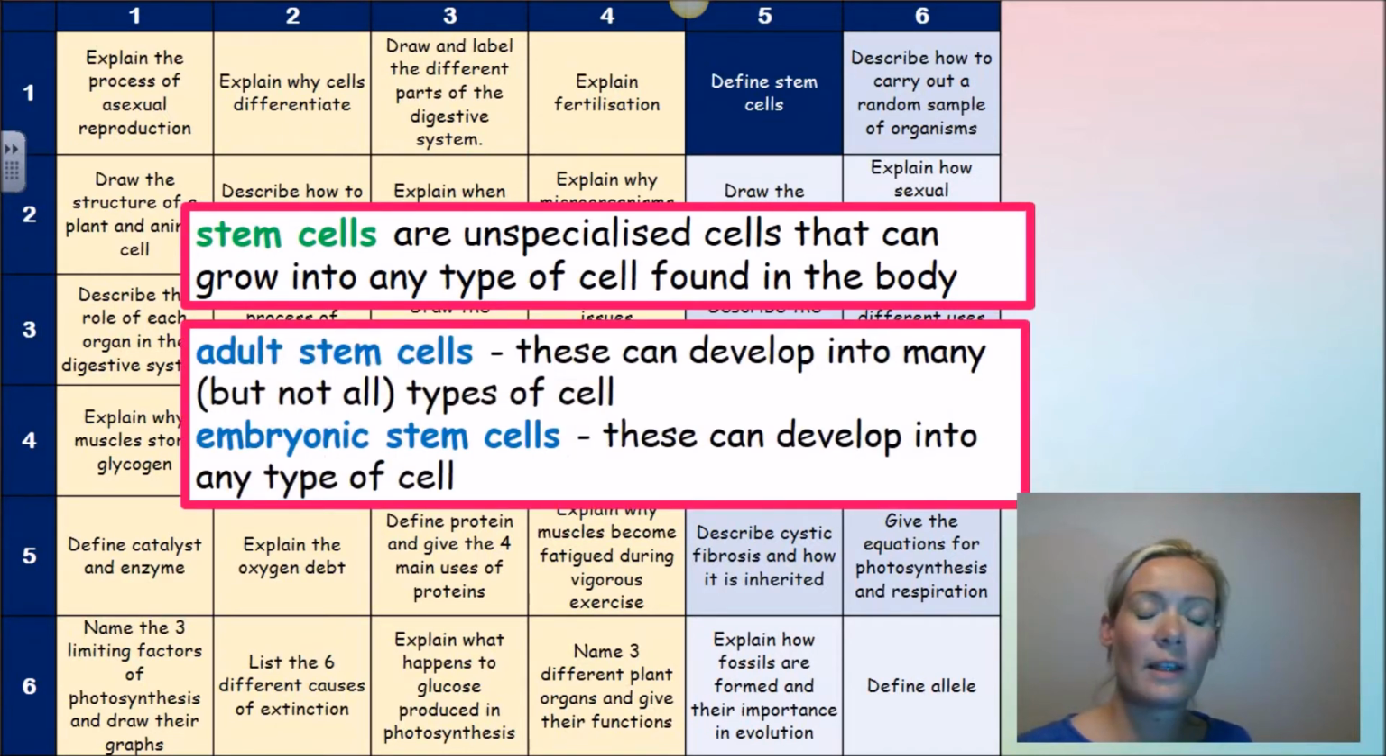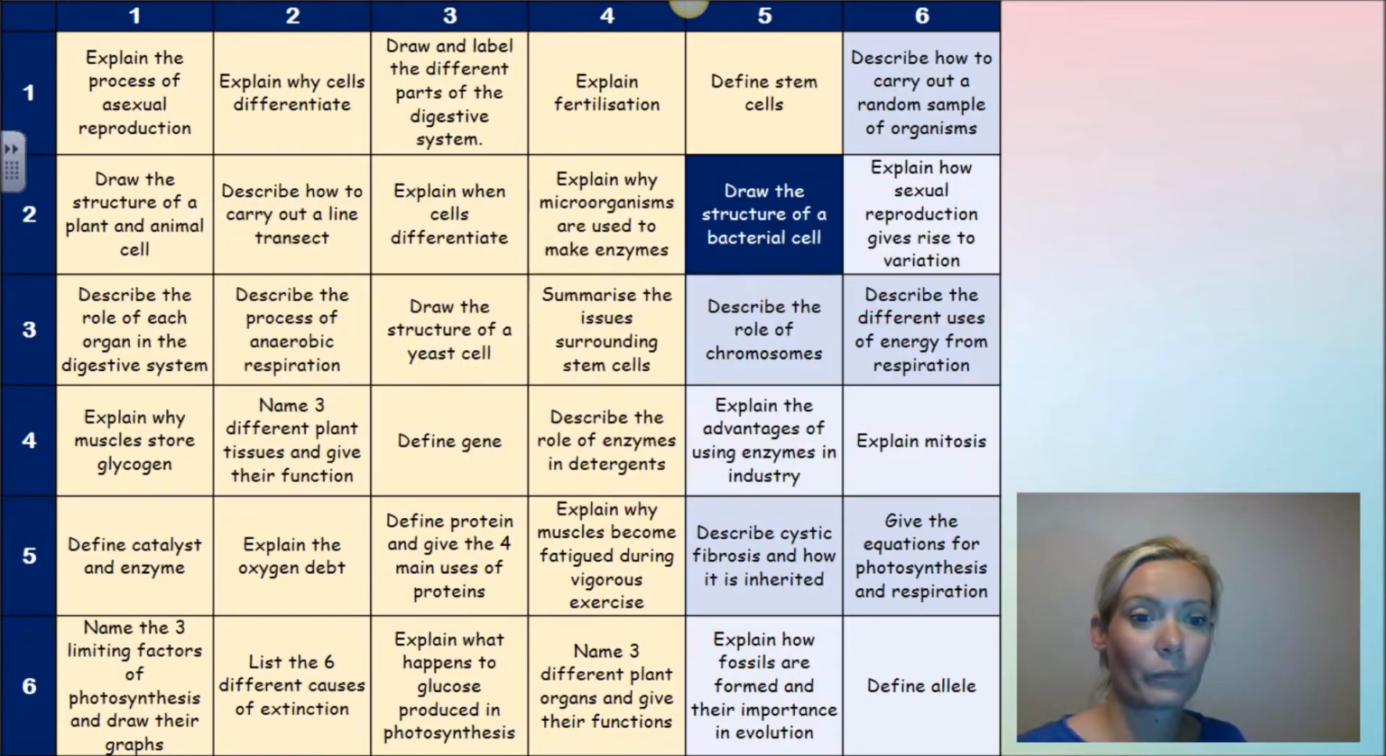Okay, we've got 2 types to remember. Adult stem cells, that's the cells that you'll find in you now, and they'll be in your bone marrow. They're not as good at dividing into anything, but they are a type of stem cell. And then you've also got embryonic stem cells, which are more potent. They can turn into any type of cell.